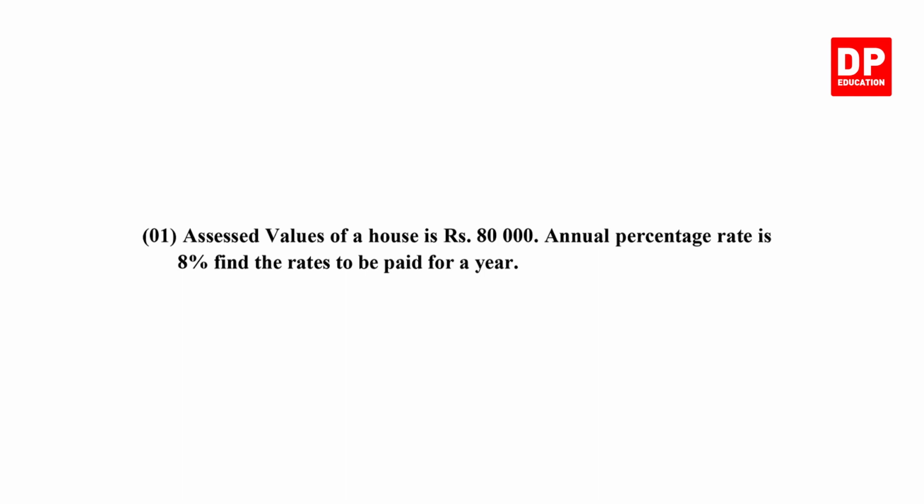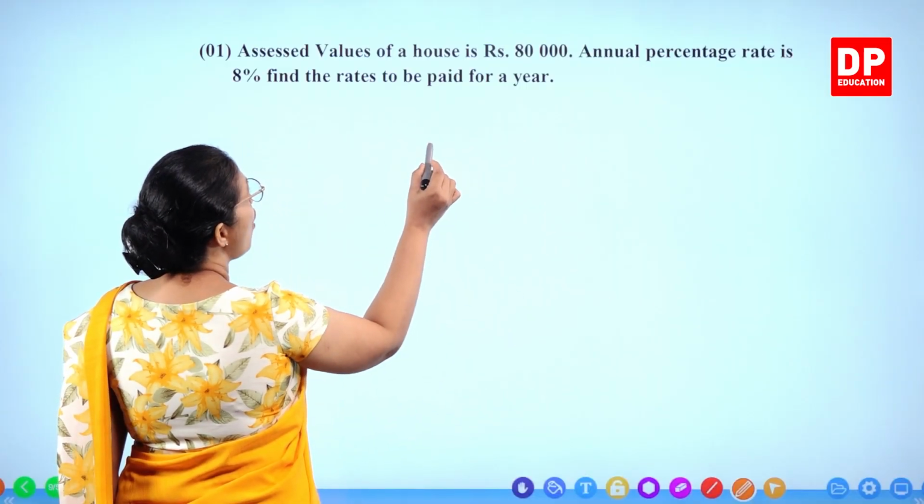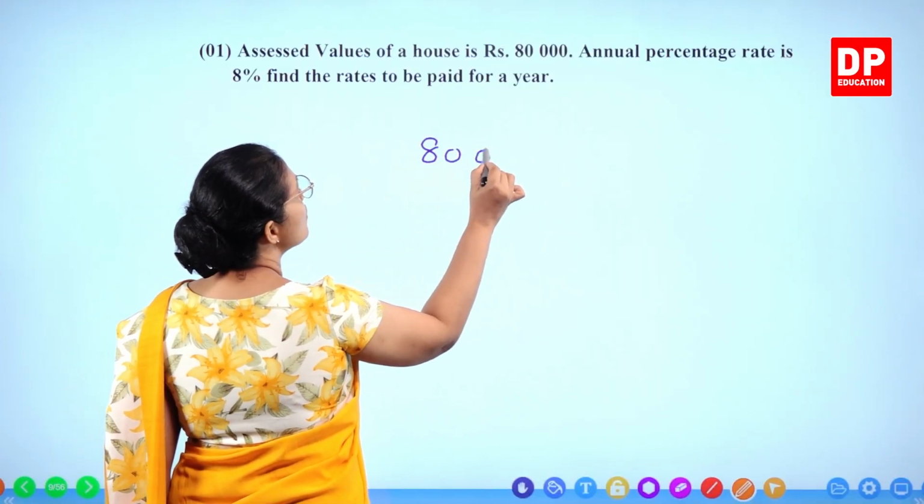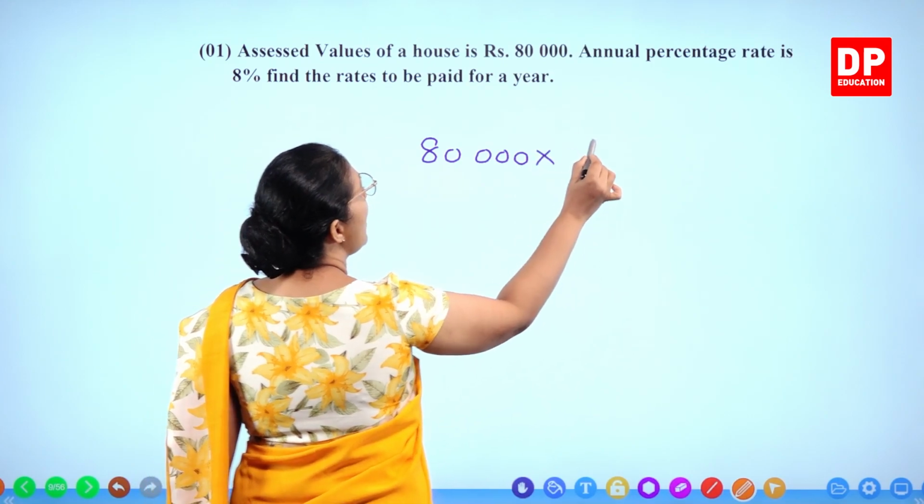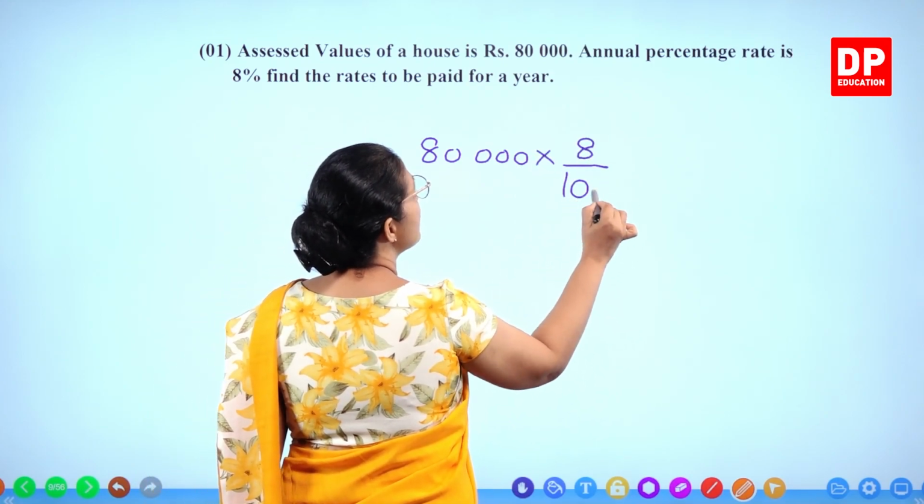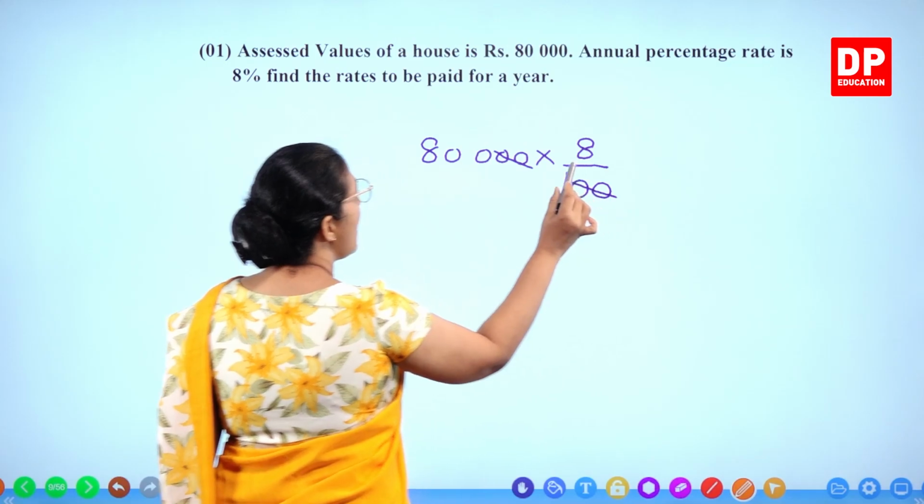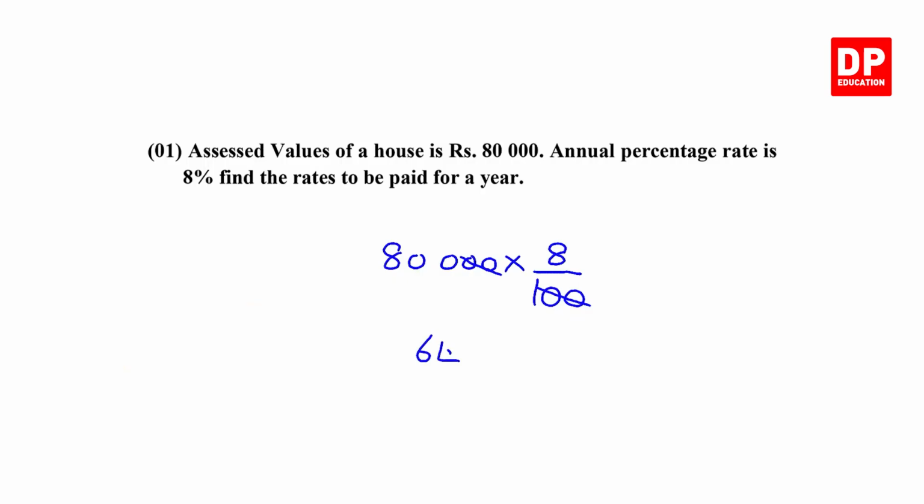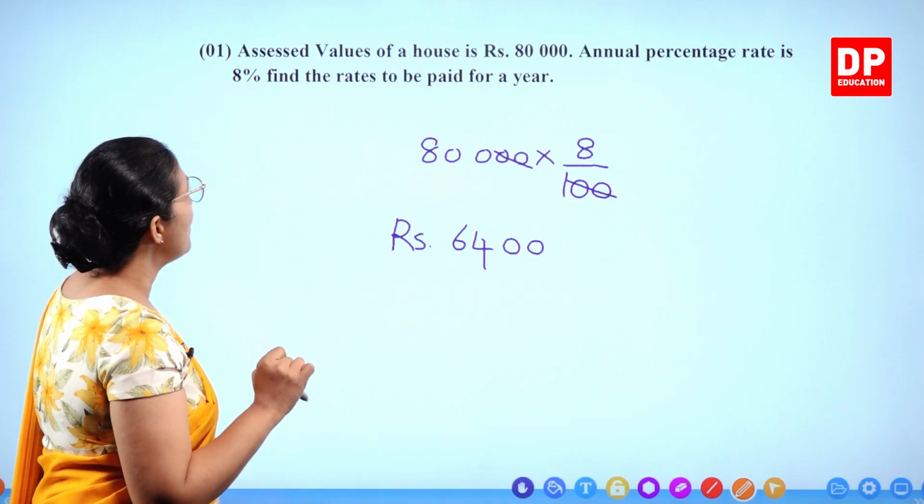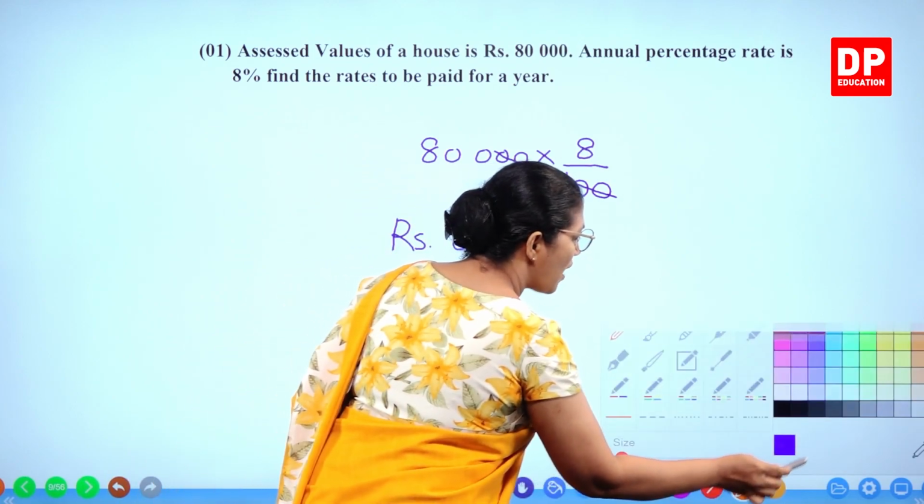Question number 1. The assessed value of a house is 80,000 rupees. The annual percentage rate is 8%. Find the rates to be paid for a year. So 8% of 80,000. 80,000 into 8 over 100. 2 zeros get cancelled out. 8 times 8, 64 and 2 zeros. So you get 6,400 as the rates per year. So you get 2 marks for this question.